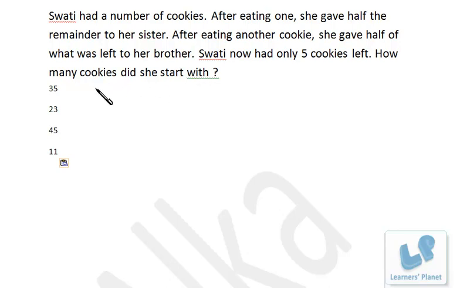You can even go backward, by options, or you can solve it directly. After eating another cookie, she gave half of what was left to her brother. So before giving to her brother, she had double of 5, that is 10 cookies. Before eating this cookie, she had 10 plus 1, 11. Before giving half the remainder to her sister, she had 22, and before eating that first one, she had 23. So that's pretty simple.